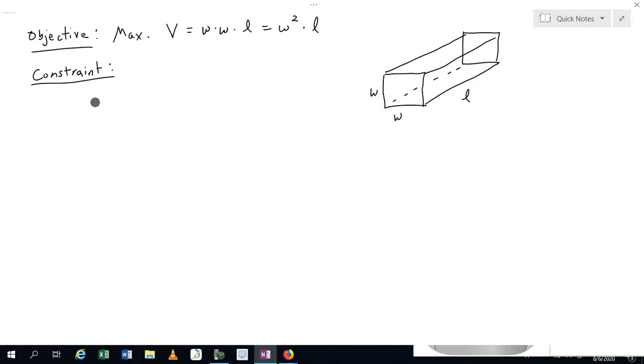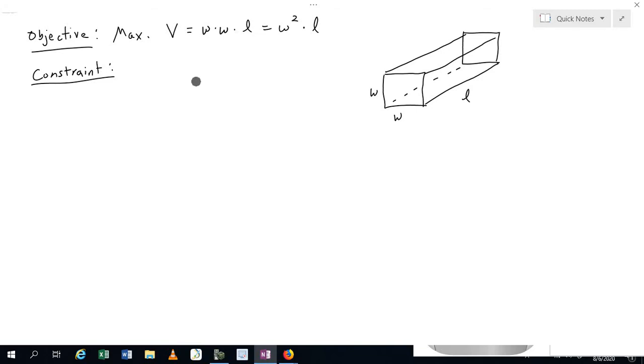But you also need to look for the constraint equation. If you just want me to maximize the volume of this box, and you don't give me a constraint, then I'm just going to make the length, the width, and the height of the box infinite, and that'll give me infinite volume. Okay, so there must be some kind of constraint, otherwise the maximum volume of the box would be infinite.